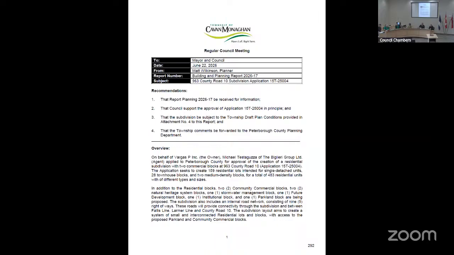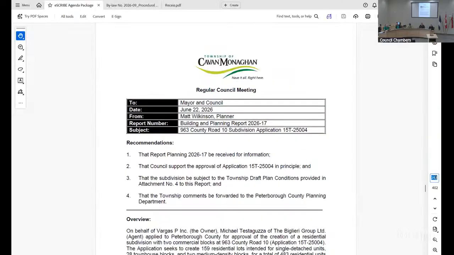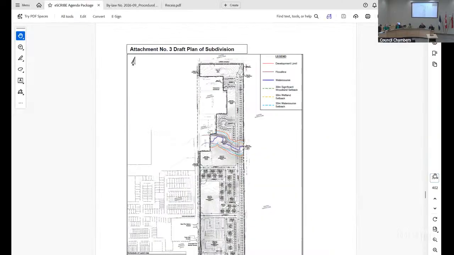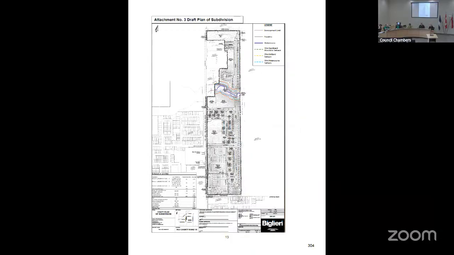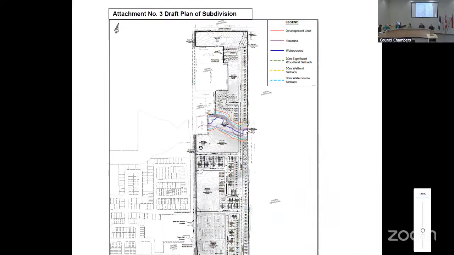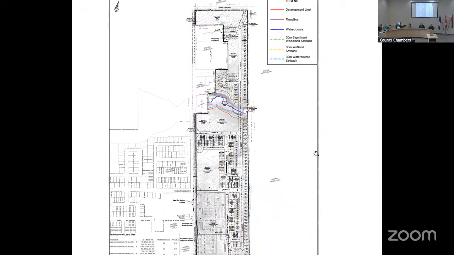Next, Matt is up for Building and Planning, 963 County Road 10 subdivision application. Thank you, Mr. Mayor, members of council. Before you today is Planning Department Report number 2026-17. Mark, if you could flip to Attachment 3 that shows the draft plan. As council remembers, we have had official plan and zoning bylaw amendments on this property. This is 963 County Road 10, on the east side of County Road 10, starting from Larmer Line, heading south to Fallis Line, which is right now unopened, but will become opened.